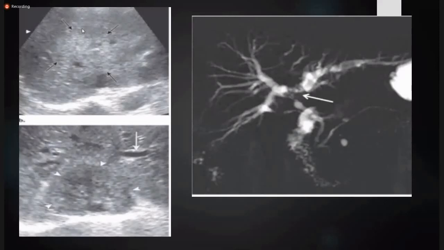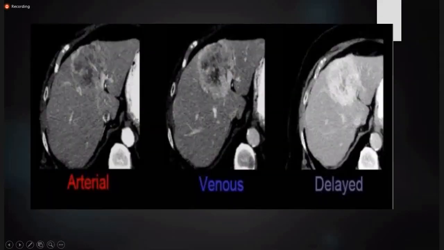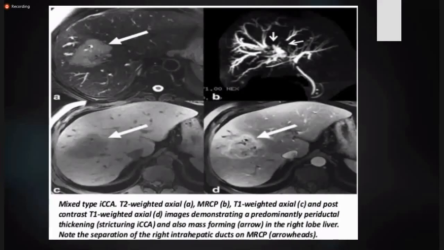Here on ultrasound, you see a heterogeneous, ill-defined mass within the liver. On MRCP, you see a narrowing at the level of the confluence with intrahepatic dilatation. For further characterization, again, you go for a triphasic CT. In this triphasic CT, you see increased enhancement on delayed images. And this is how cholangiocarcinoma is diagnosed on CT. Again, MRI shows the same picture, increased enhancement on delayed images with narrowing of the involved biliary channels with proximal dilatation.